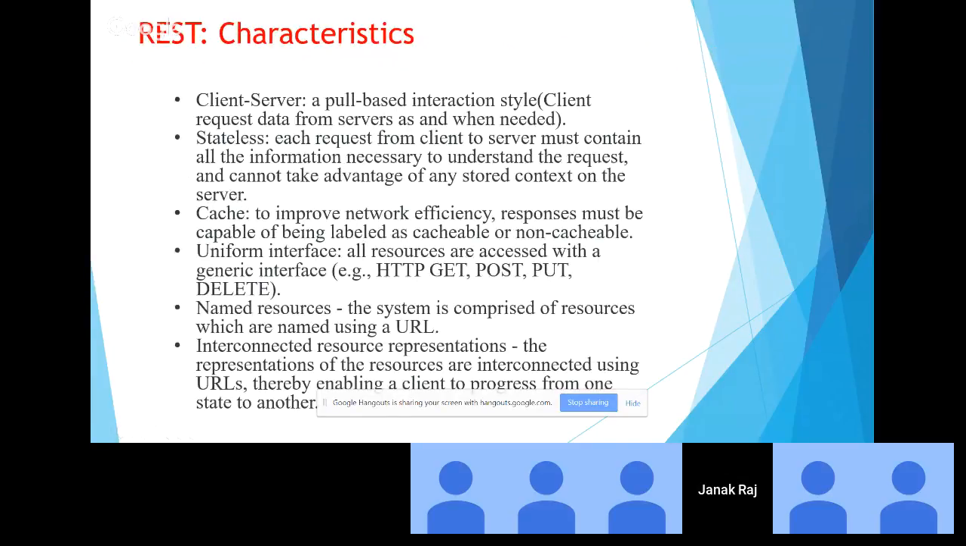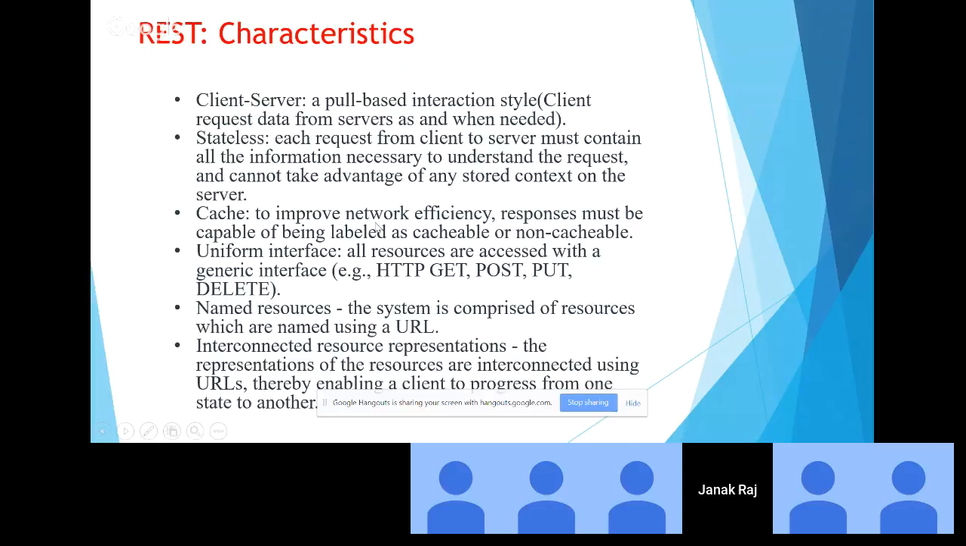Now I'm going to discuss the REST characteristics. One is the client-server characteristic, and it is a pull-based interaction style. The client requests data from servers as and when needed, and it is stateless. Each request from client to server must contain all the information necessary to understand the request and cannot take advantage of any stored content on the server.